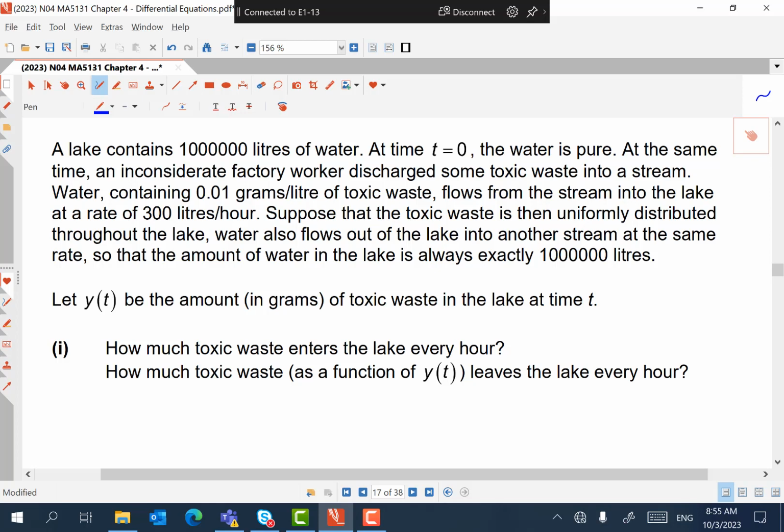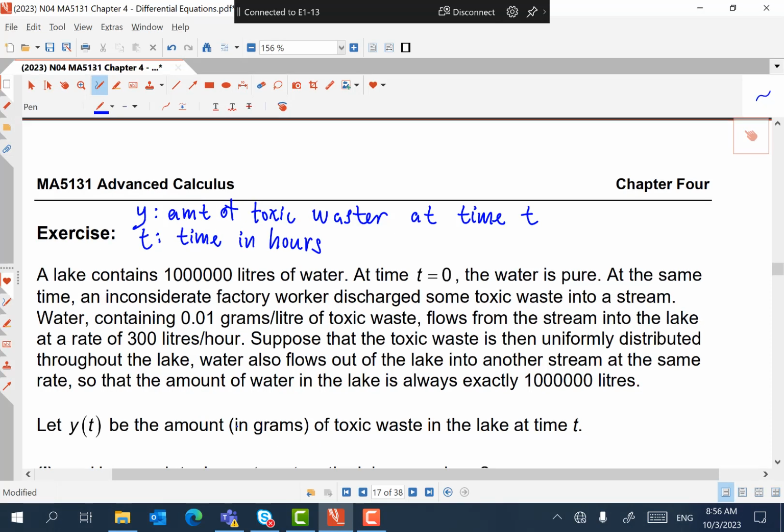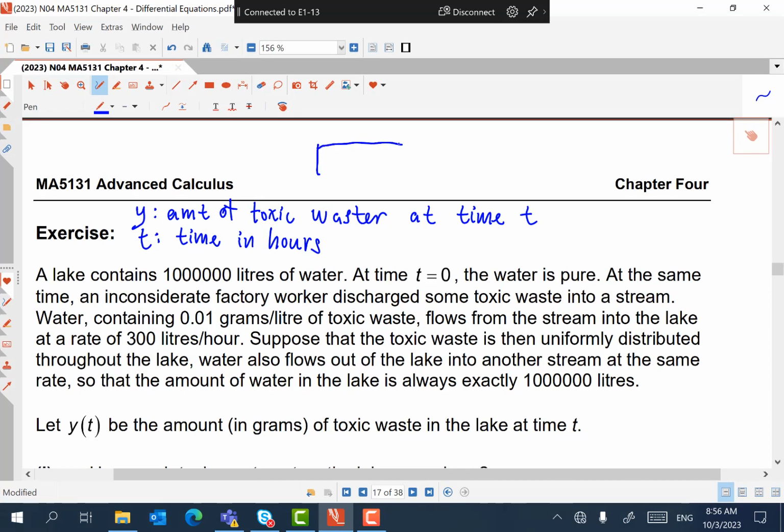Okay, in this question, let's use similar notation. Let's use the notation y again. Let y be the amount of toxic waste at time t, and t is a time in hours. And in this question, pictorially, you can imagine this like the way we had just now, like a tank. You see the lake like a tank.